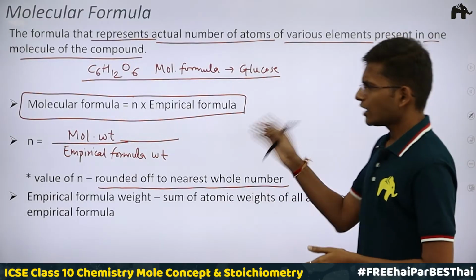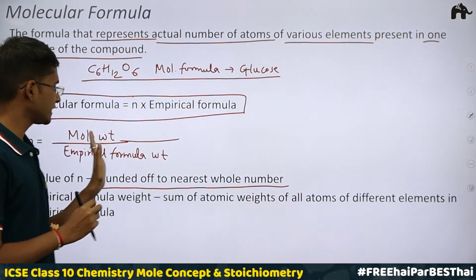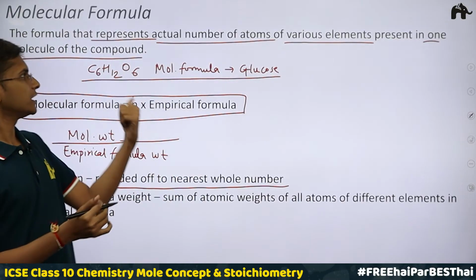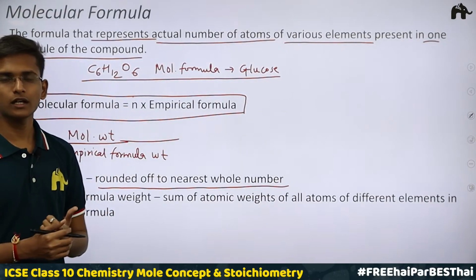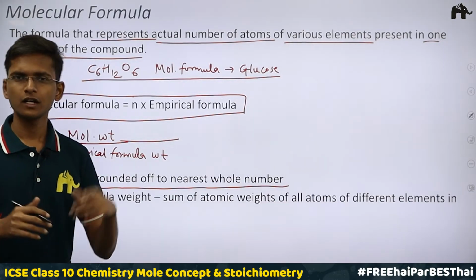Very simple. Now, molecular weight and empirical formula weight. Now, the interesting thing about molecular weight is that we all know how to find it. How? With the help of the molecular formula. But here we are actually finding the molecular formula, right? We don't have the molecular formula. Then how are we going to find the molecular weight?